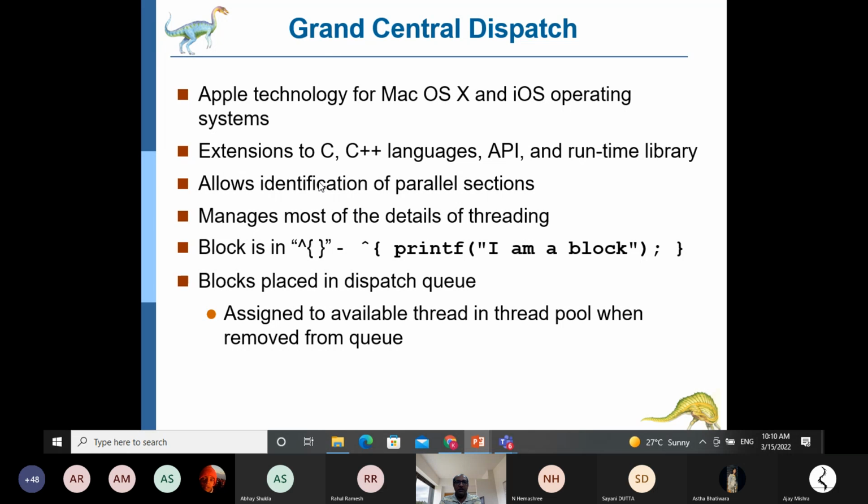And in Grand Central Dispatch, from the name, the process can be viewed as blocks, where some blocks are of a serial nature and some are of a parallel nature. After dividing the program into blocks, these blocks are placed in a queue, and this dispatch queue will release the blocks one by one, giving access to whatever threads are available from the thread pool. With that, the block will be executed.